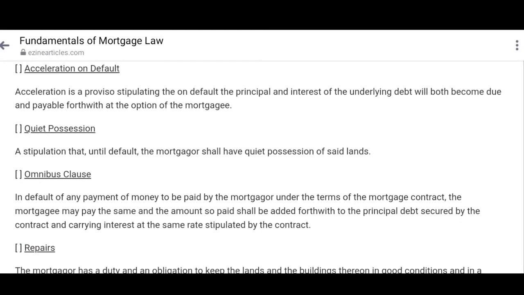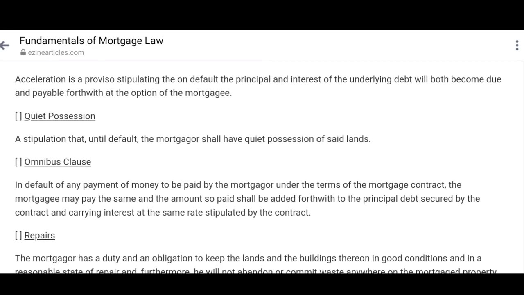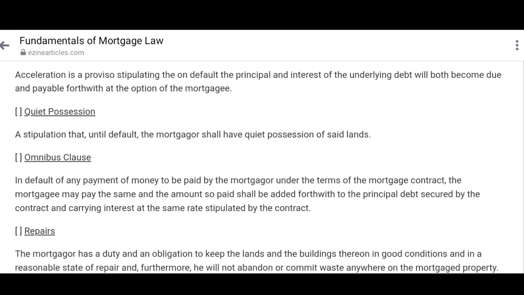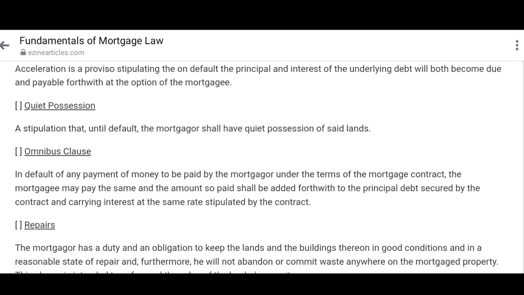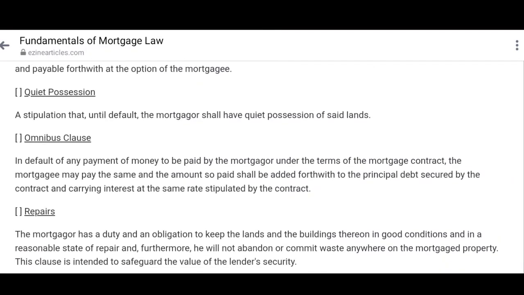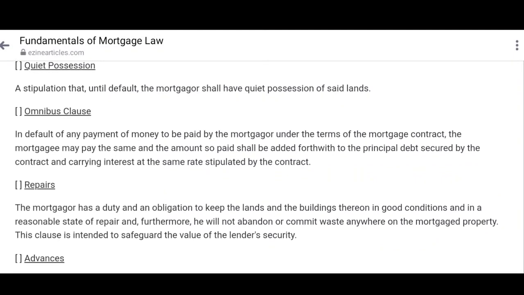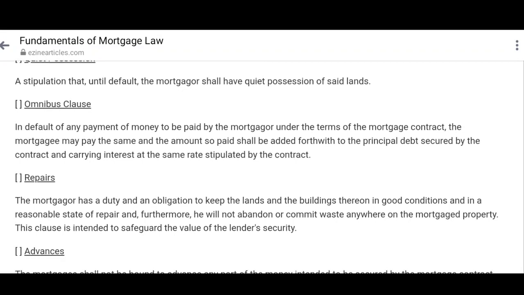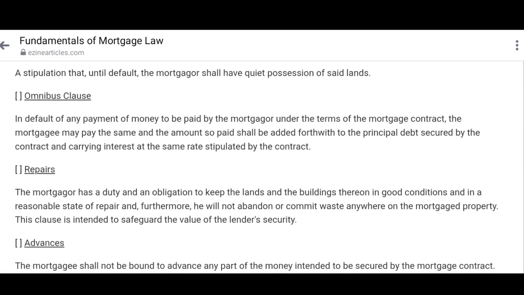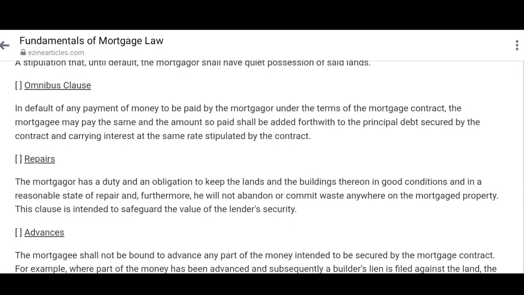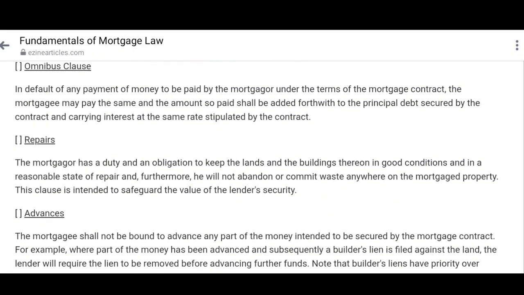Number 9. Acceleration of default. Acceleration is a proviso stipulating that on default, the principal and the interest of the underlying debt will both become due and payable forthwith at the option of the mortgagee. Quiet possession. The stipulation that until default the mortgagor shall have quiet possession of said land.